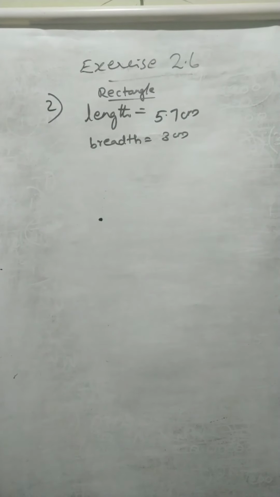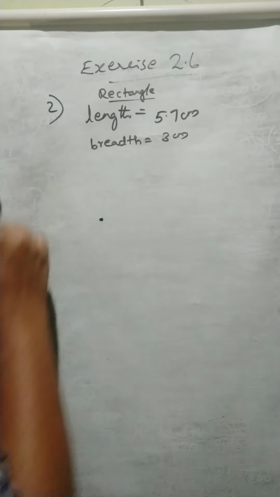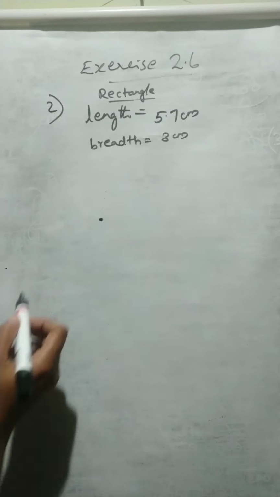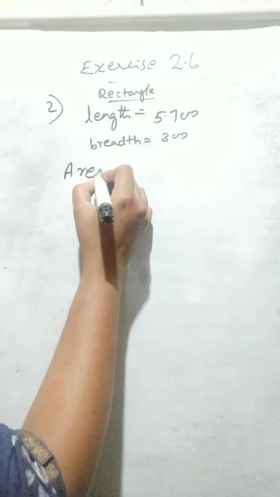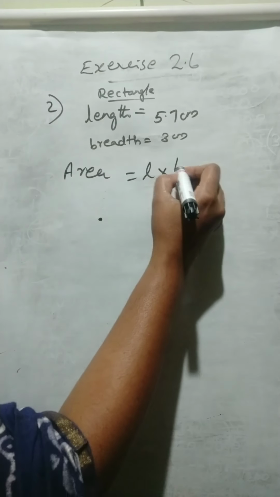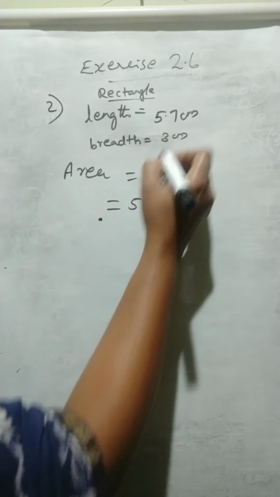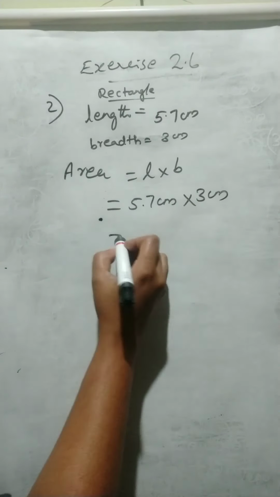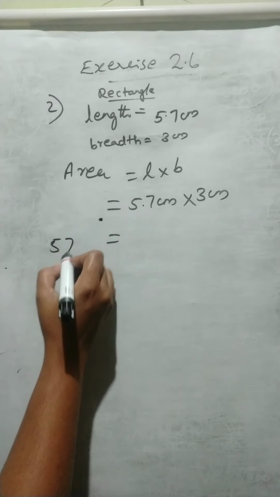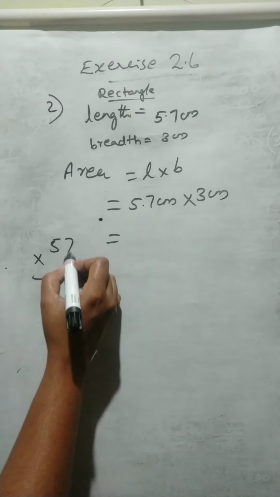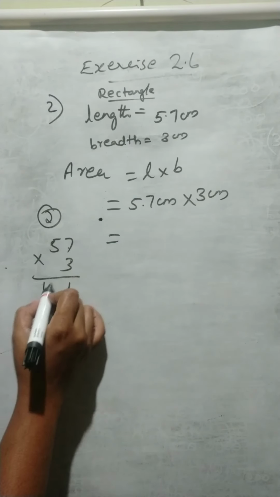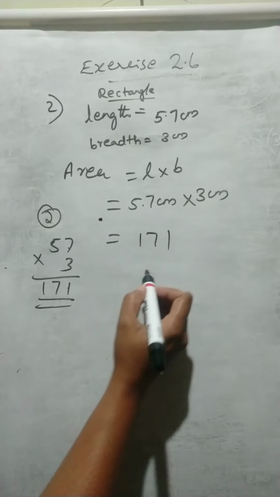Here for the second group, the rectangle is there. The length of the rectangle is 5.7 centimeters and the breadth is 3 centimeters. We have to find the area of this rectangle. Area is equal to length into breadth. We have to multiply these two. 5.7 centimeters multiplied by 3 centimeters is equal to 57 multiplied by 3. 7 threes are 21, 2 will be carried. 5 times 3 is 15. 15 plus 2 is 17. So 171. Is it correct?